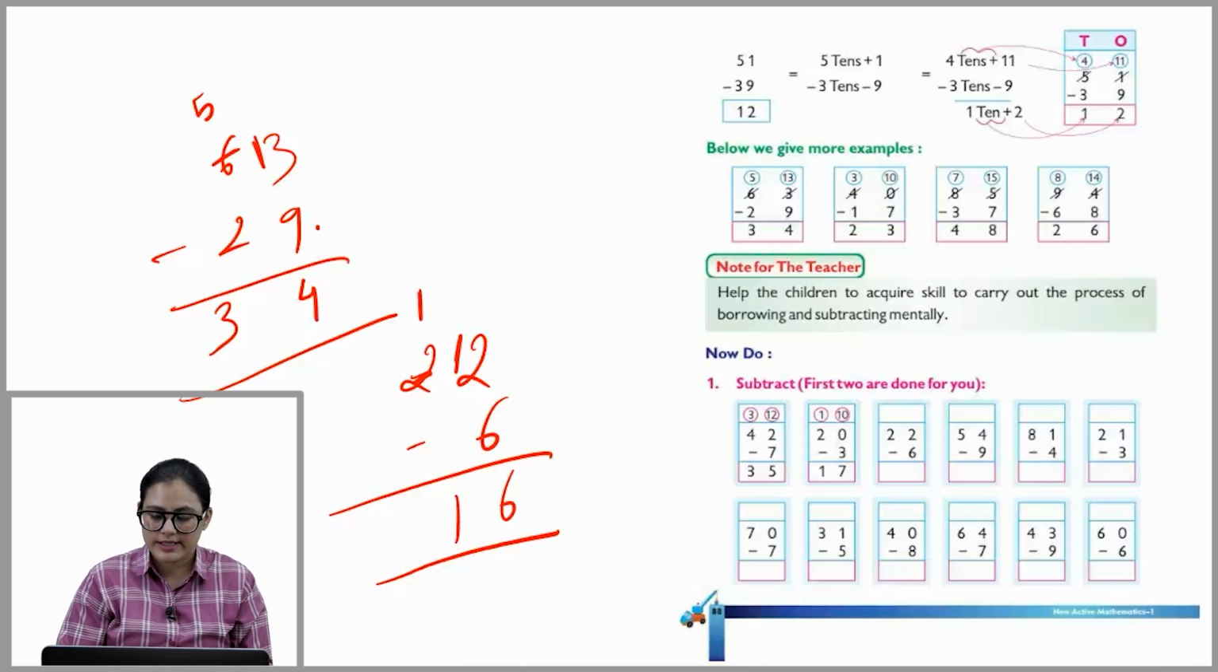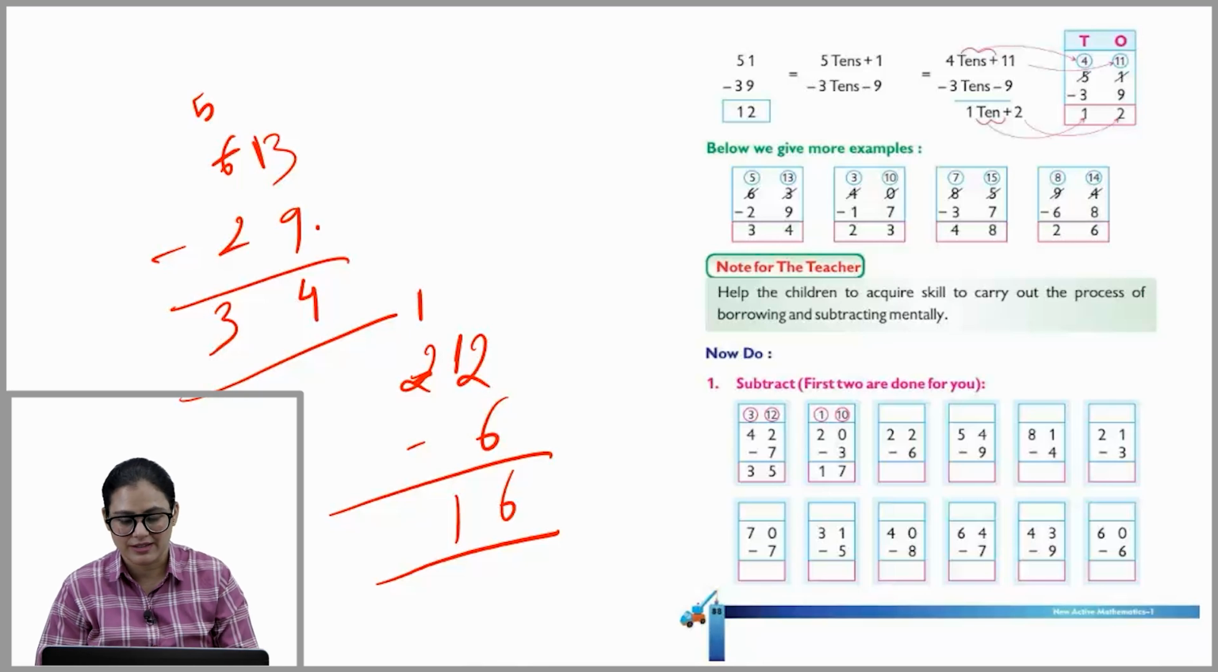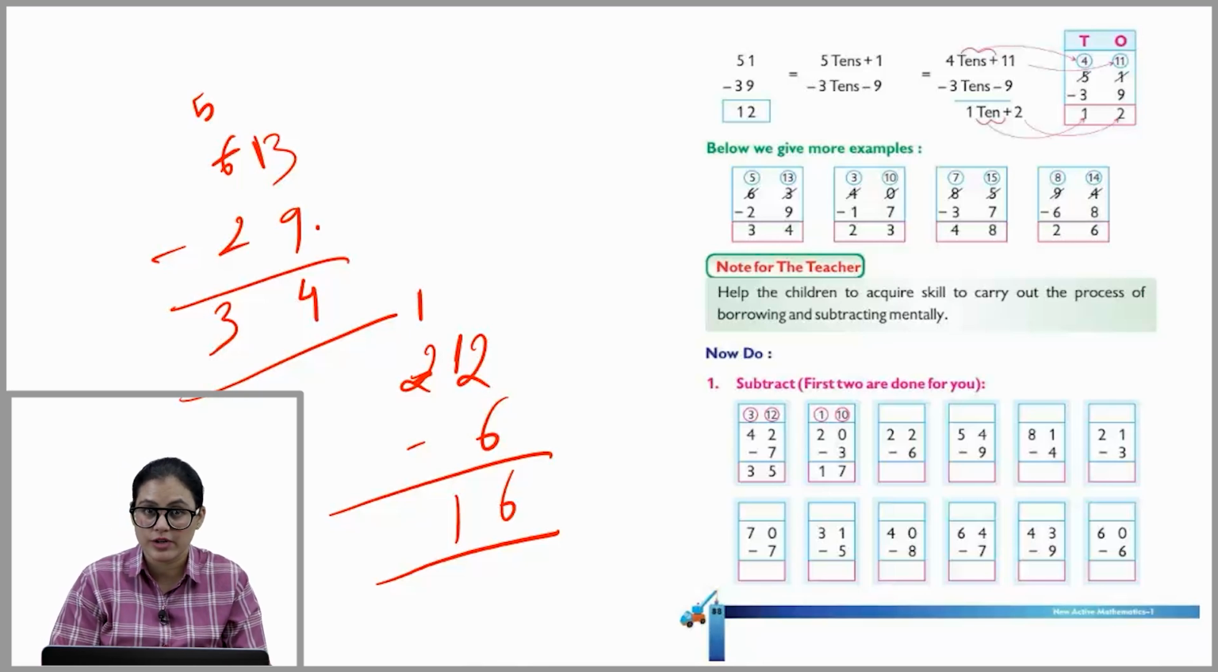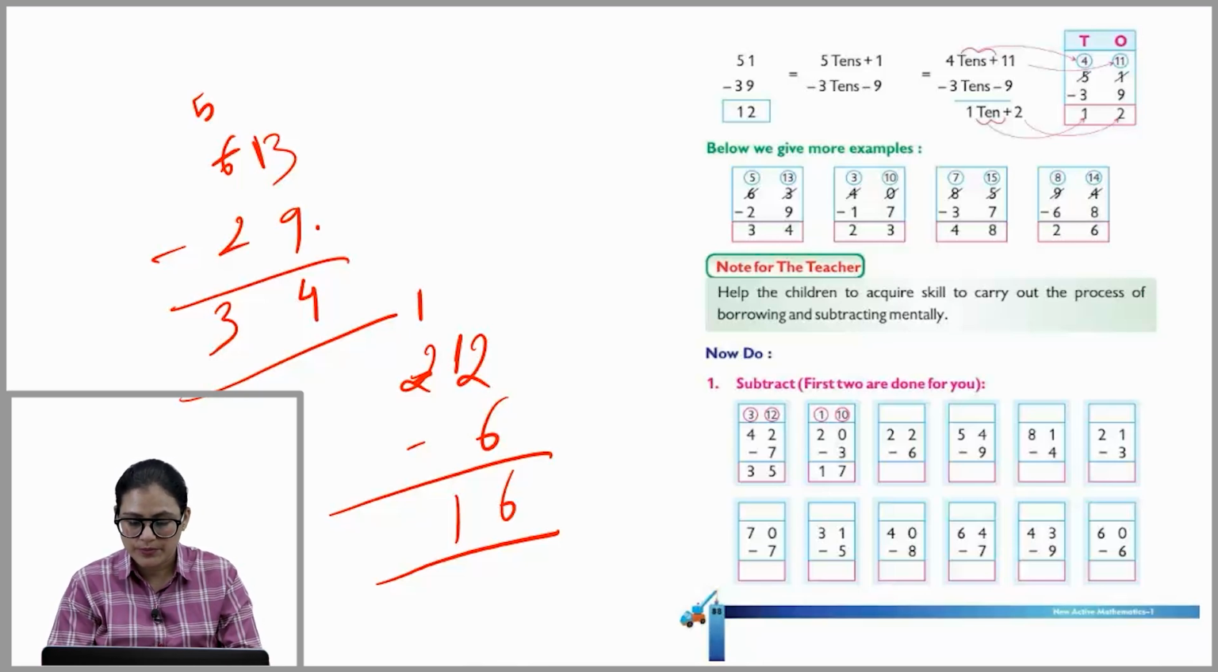Okay. Next is 54 minus 9. We cannot subtract 9 from 4, so we will borrow 1 ten from here. Okay, so it will become 14 and it will become 4. 14 minus 9 is 5 and 4 we will write here as it is, right?